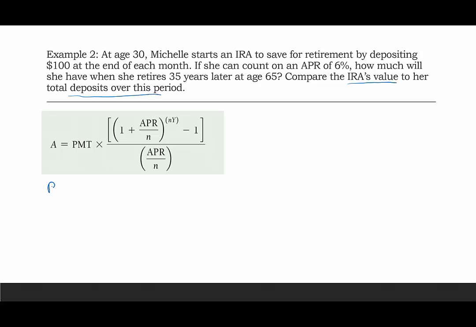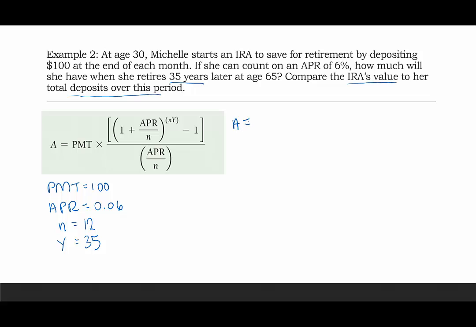Let's label our variables. The PMT, the monthly payment, is $100. The APR in this account is 6%, so I like to convert to the decimal, 0.06. In this case, n will equal 12 because she's making monthly deposits. And in years, it says 35 years, so time is 35 years. Now we're ready to plug in.